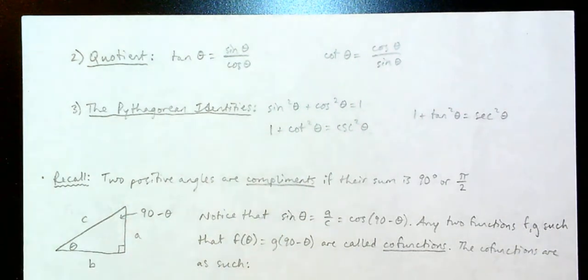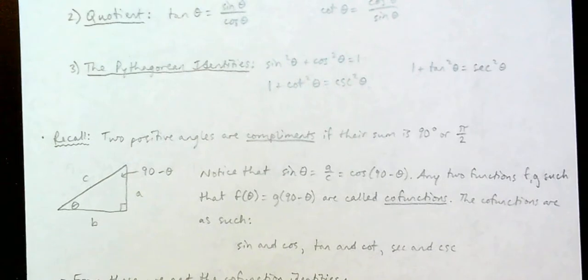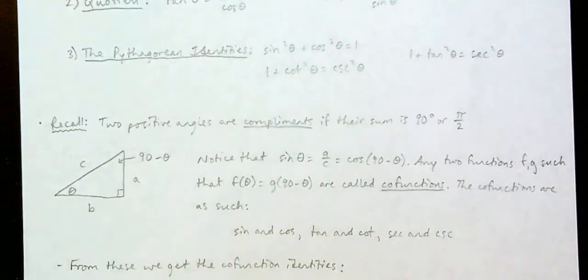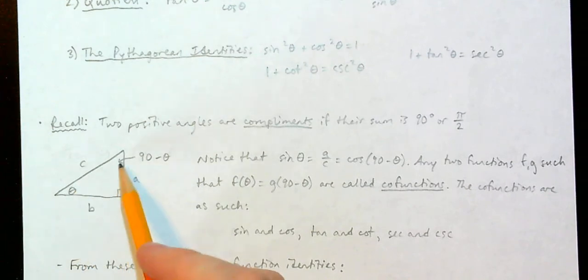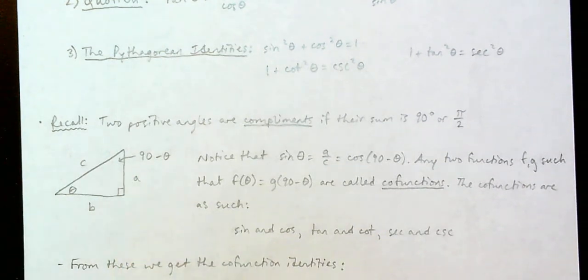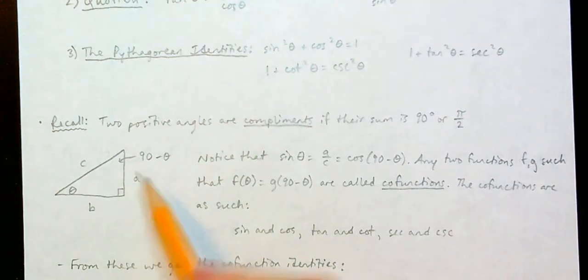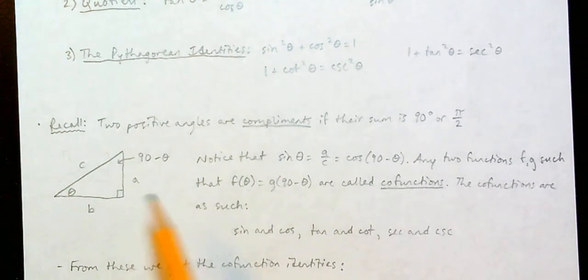Just a recap of a term. Two positive angles are complements if their sum is 90 degrees or pi over 2. So I want to look at a right triangle, just a general right triangle here. If I have a given angle theta, and this angle here is 90, then we can easily calculate the third angle there. Recall that the sum of the angles in a triangle has to add up to 180. So 180 minus 90 minus theta gives us 90 minus theta.